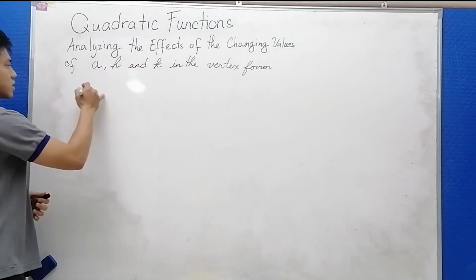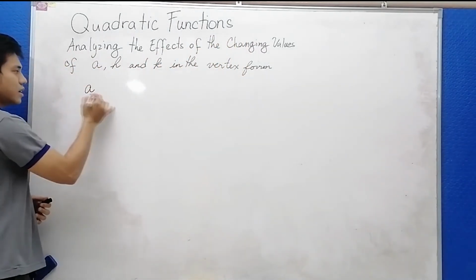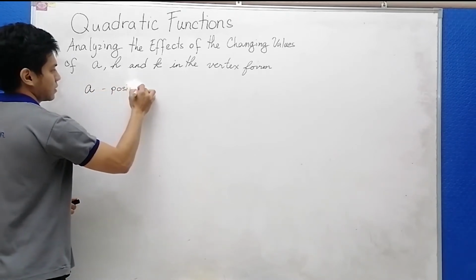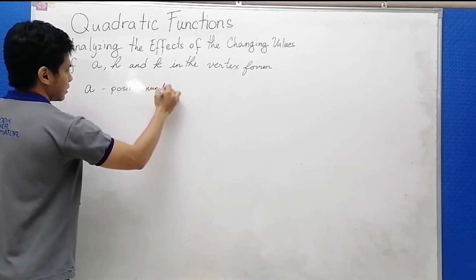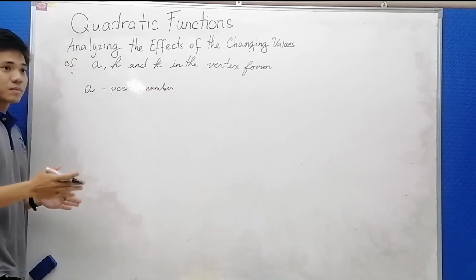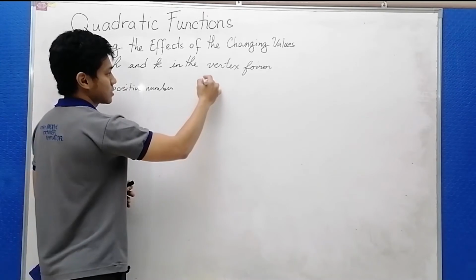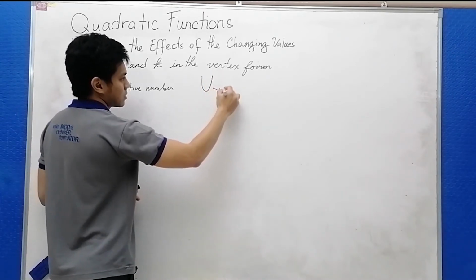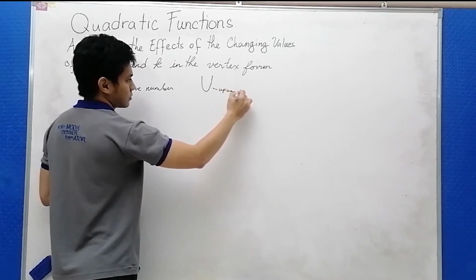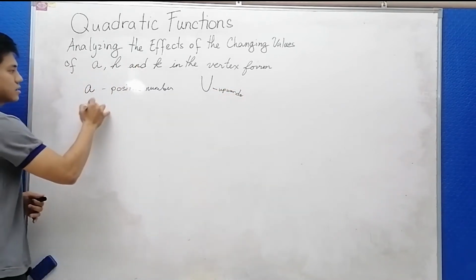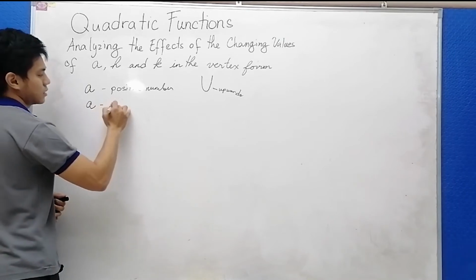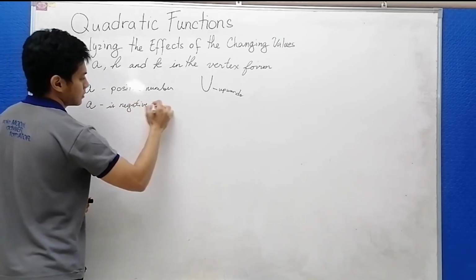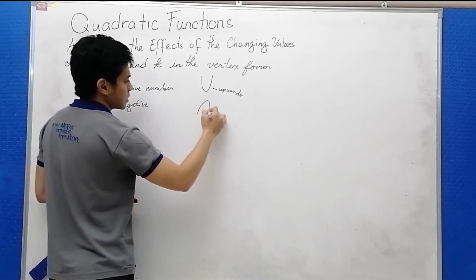So remembering our discussion about a last time, if a is a positive number, we know that it's directed upwards. So the parabola will be facing upwards, right? Upwards. And if a is negative, it will be facing downwards.